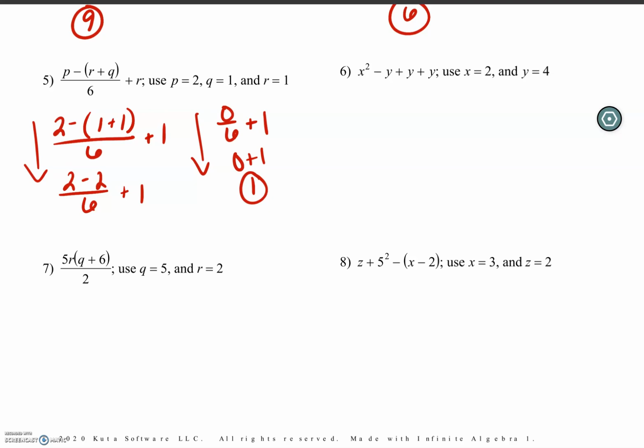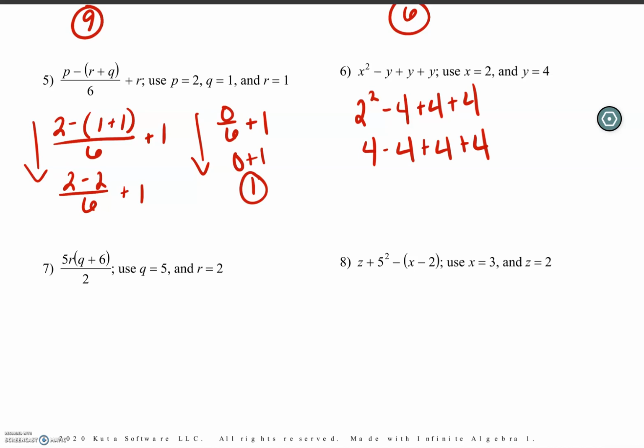Number 6, we have x squared minus y plus y plus y. And we're using 2 for x and 4 for y. So we have 2 squared minus 4 plus 4 plus 4. So we have to take care of that exponent first. 2 squared, remember that an exponent tells repetitive multiplication of the base. So that'd be 2 times 2, which is 4, minus 4 plus 4 plus 4.